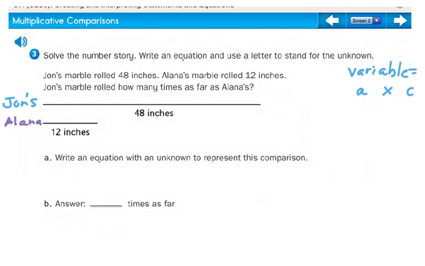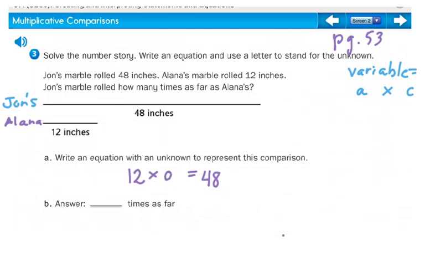I'm going to go ahead and write an equation with an unknown to represent this comparison. So we know that Alana's is 12 inches. Remember, you're recording this on journal page 53. So I'll just remind you of that. You shouldn't have moved pages. We know that hers is 12 inches. We know that if we multiply that by something, we will get how far John's rolled, which was 48 inches. What I'm trying to do is find out how many times longer John's is than Alana's.